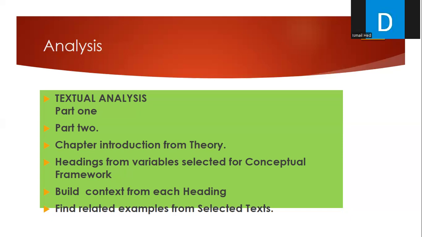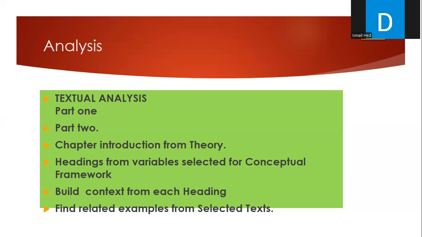You could follow the headings of those variables selected from the conceptual framework, and then you are going to build a concept from each heading, and then find the relevant example related to that particular section, and those examples could help you to apply that particular concept of theory into the area of application. For instance, you could find some quotations related to characters, themes, settings, or any other aspect of that particular book that you have selected, if it is a literary study.